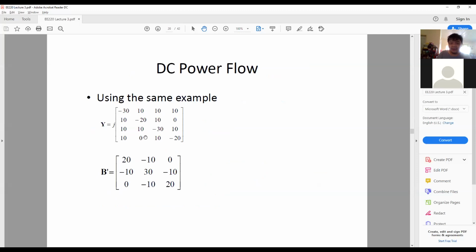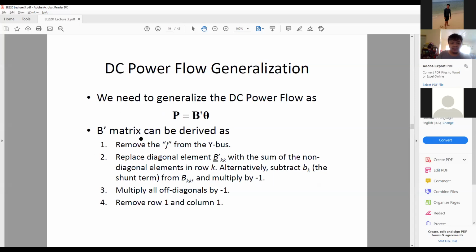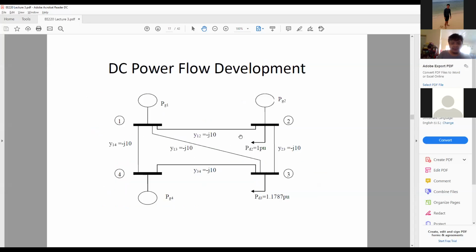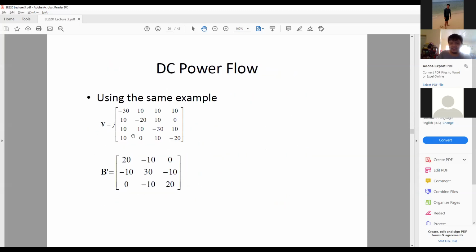Like for example, may nakita kayo ditong 0 kasi between bus 4 and bus 2, so row 4, column 2, wala kang makikitang linya between bus 4 and bus 2. So walang linya diretso. So that's 0. Kaya 0 dito. So this is your Y bus.